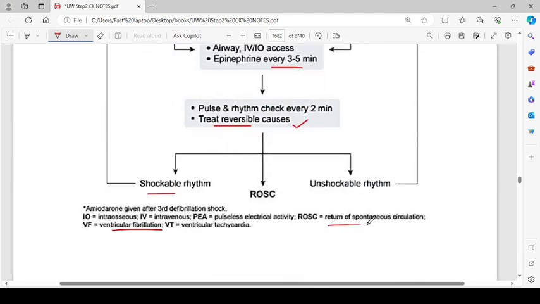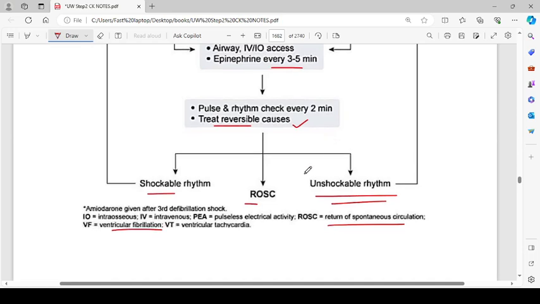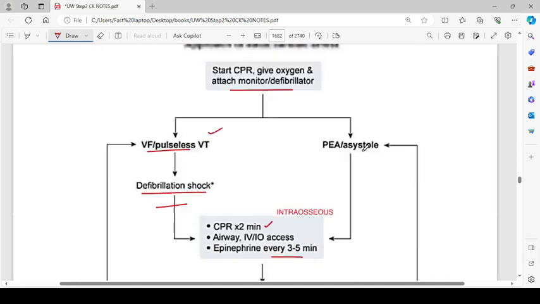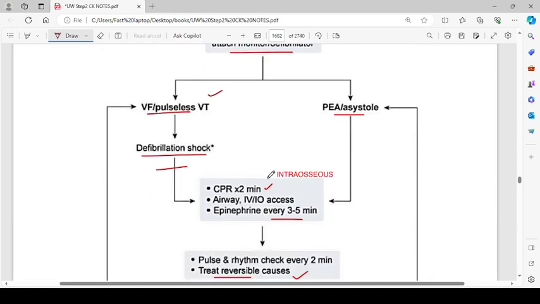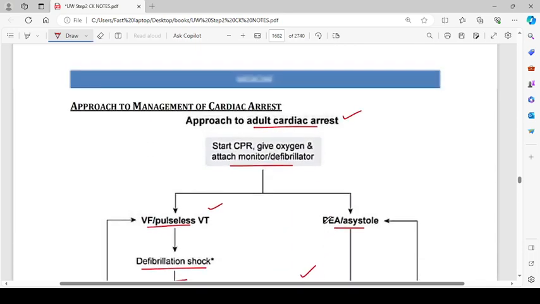After doing all of this, there can be return of spontaneous circulation. And if it is an unshockable rhythm, like PEA, pulseless electrical activity, or asystole, give CPR for 2 minutes, airway, intravenous or intraosseous access, epinephrine every 3 to 5 minutes. So this is how you approach an adult with a cardiac arrest.